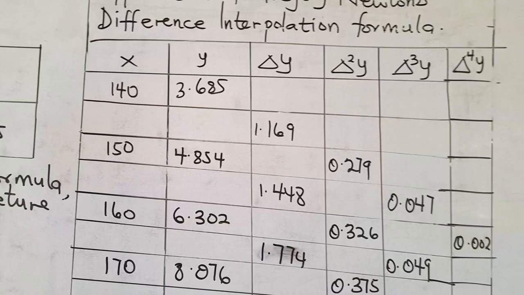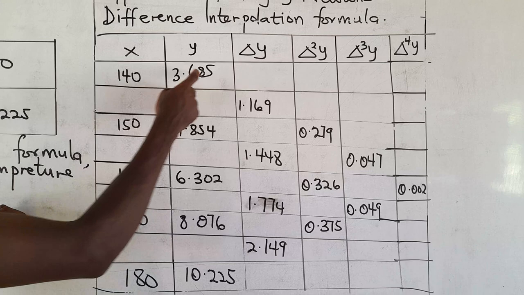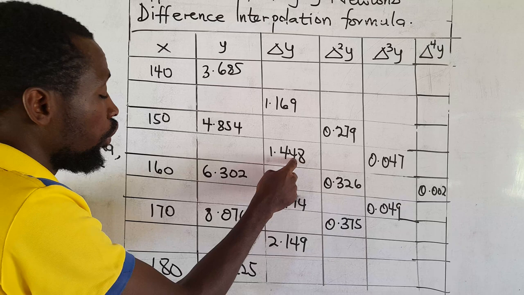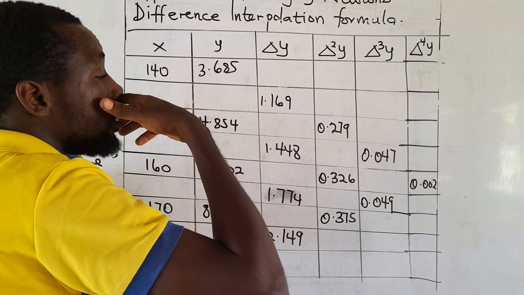Remember how to construct a difference table. So we list the values of X here, list the values of Y. The difference between this and this is this. That's 4.854 minus this will give you this. This minus this will give us this. This minus this will give us that, and this minus this will give us this. Then we find the second difference. Please check out my videos on how to construct a difference table on YouTube.